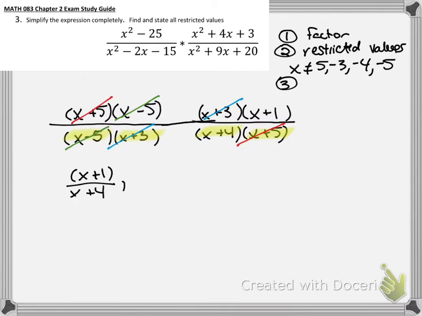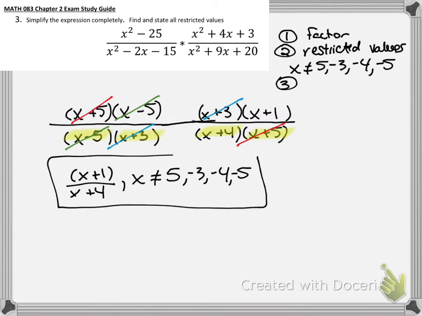But remember, we need to write a comma and mention that this expression is defined for all values of x except for these 4 values, okay? And again, that's very important. All right, let's do another problem.